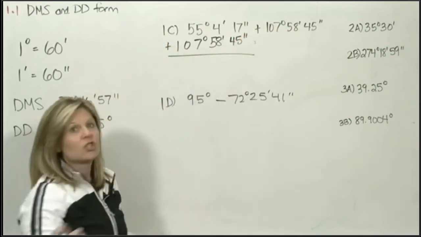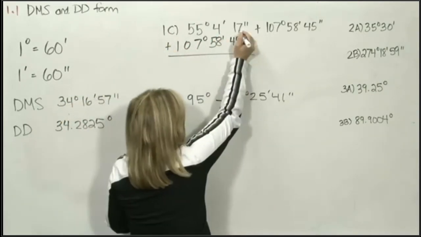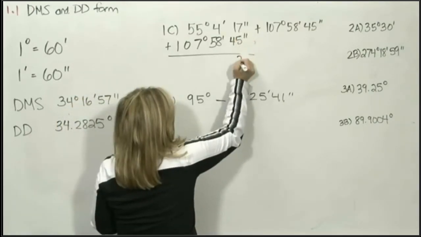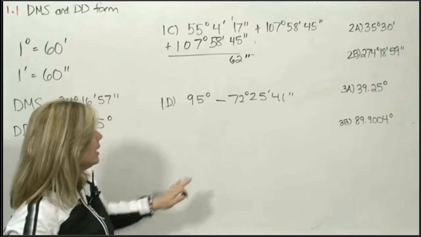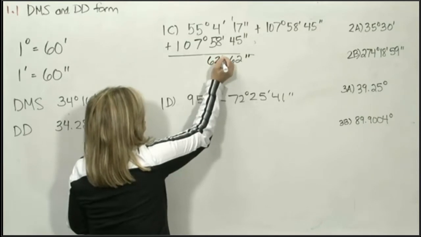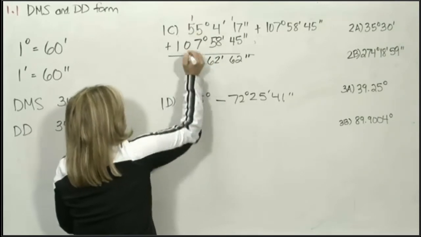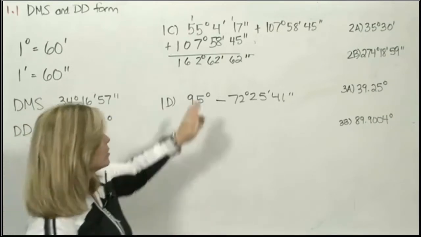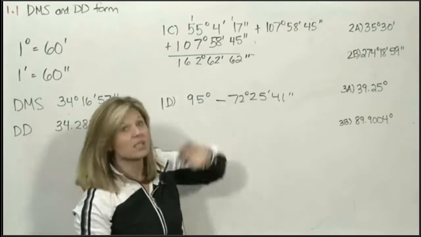I'm going to add. Just like you learned in 2nd grade, we start with the smaller place value and work our way up. So 17 seconds and 45 seconds. 7 and 5 is 12. Carry my 1. 1 and 4 make 62 seconds. Now I'm going to add my minutes. 4 minutes and 58 minutes would also make 62 minutes. Then I'm going to add my degrees. 5 and 7 is 12. Carry, that makes 6. That gives me 162 degrees. So when I add these two angles in DMS form, I get 162 degrees, 62 minutes, 62 seconds.